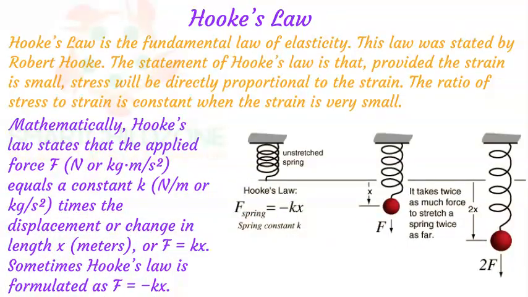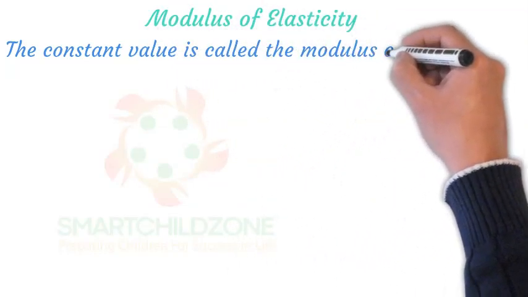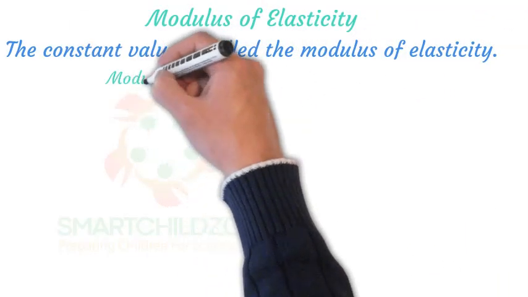In this expression, F no longer means the applied force, but rather means the equal and oppositely directed restoring force that causes elastic materials to return to their original dimensions. The constant value is called the modulus of elasticity.